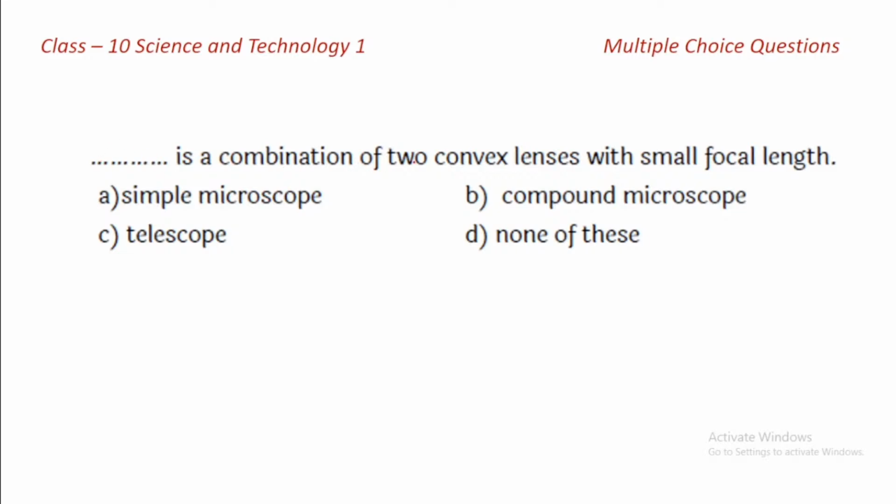Dot dot is a combination of two convex lenses with a small focal length. Simple microscope, compound microscope, telescope or none of these. So correct answer is option B, compound microscope. Compound microscope is a combination of two convex lenses with small focal length.